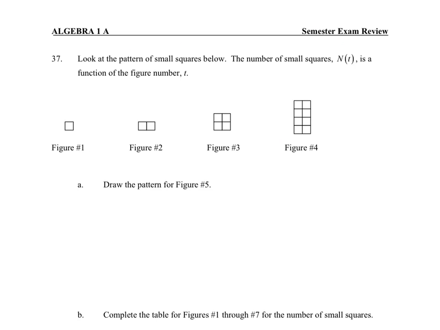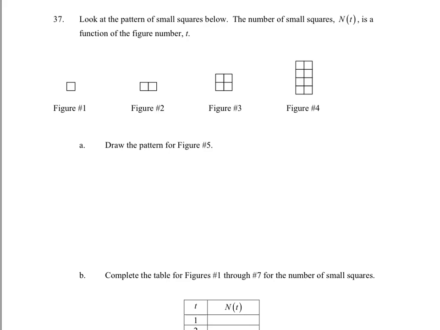Question 37. Look at the pattern of small squares below. The number of small squares n of t is a function of the figure number t. Part A wants us to draw the pattern for figure 5. Well, in figure 1, we have 1 block. In figure 2, we have 2. In figure 3, we have 4. And in figure 4, we have 8. So, hopefully you can see that the pattern is multiplying by 2 each time, which means that we're going to have 16 blocks in figure 5.